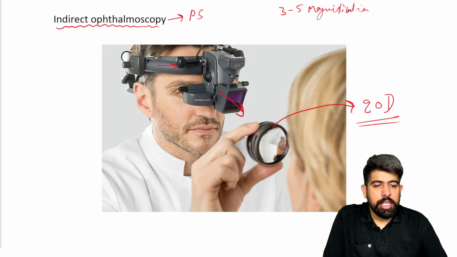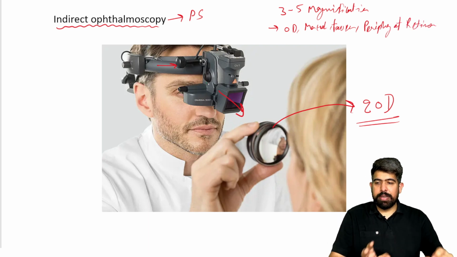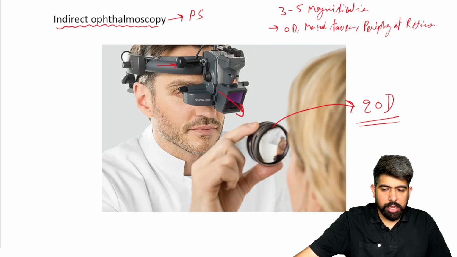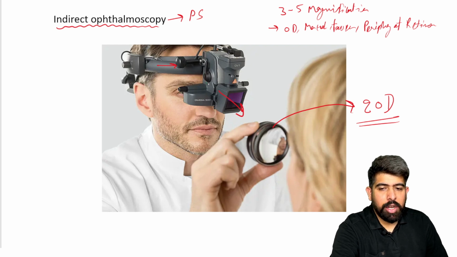So through this we can see the optic disc, the macula, the fovea, and we can see the periphery of the retina. Okay, we can see everything, right? The full fundus can be seen through this particular instrument. So this is about your indirect ophthalmoscope.